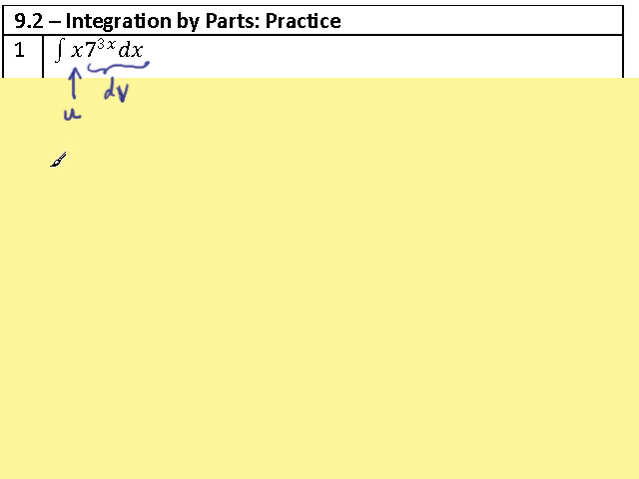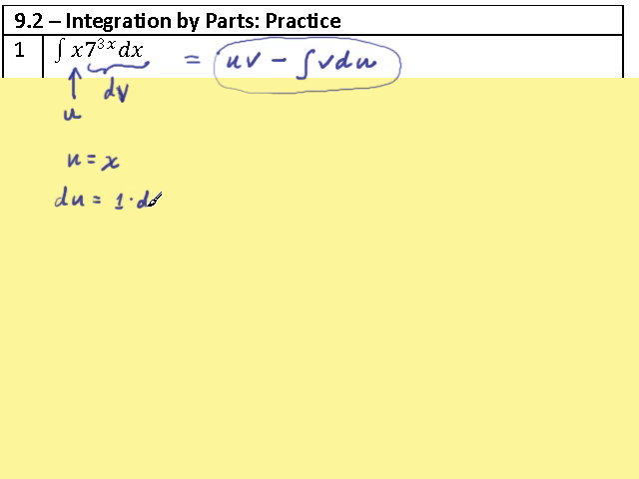All right, let's write down our formula. So the integral of u dv is equal to uv minus the integral of v du. All right, so we're going to form this right-hand part. First, we have to find the derivative of u and v. So let's do that. We wrote u is equal to x. So the derivative du is equal to 1 times dx. And dv is equal to 7 to the 3x dx.